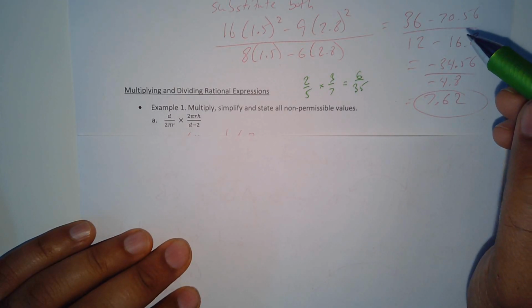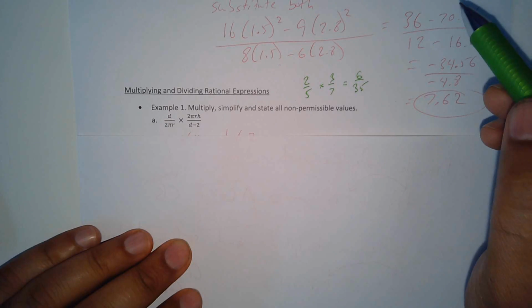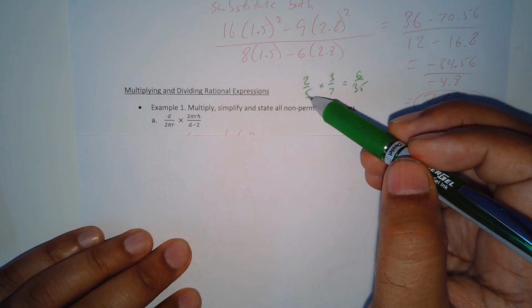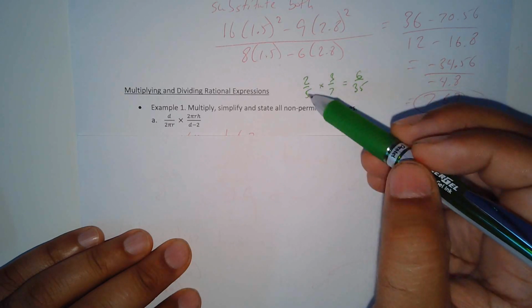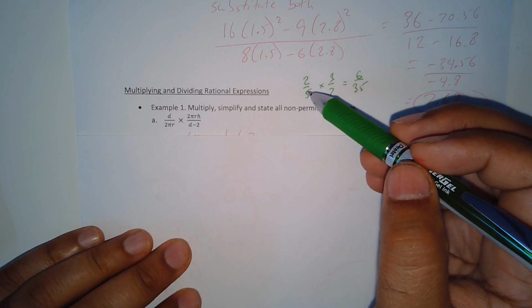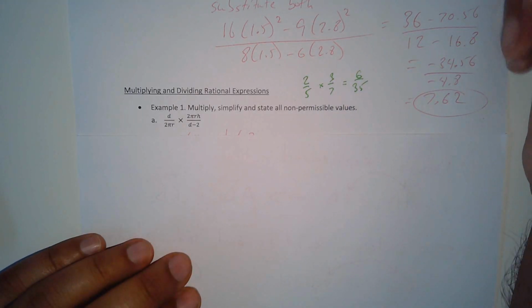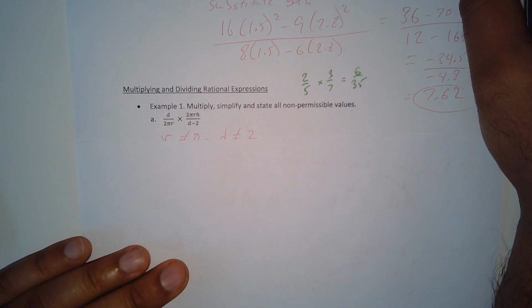Now, one of the things you can do is if you notice the top of one fraction is the same as the bottom of the other, then you can cancel it out, just like we were doing with the simplifying.